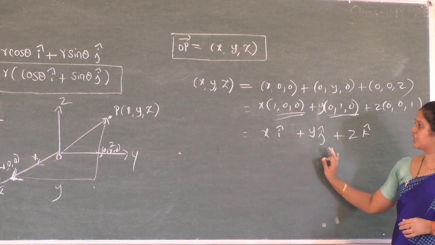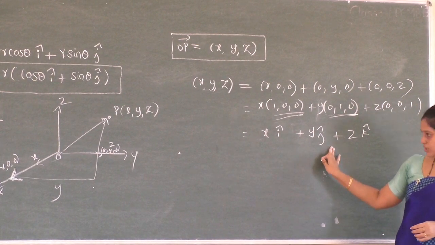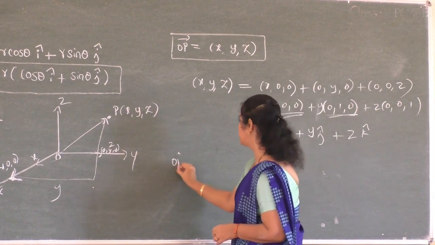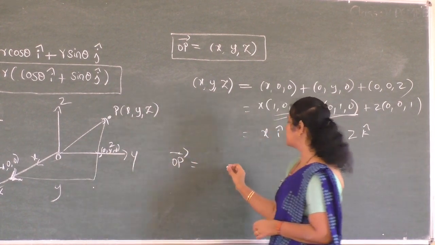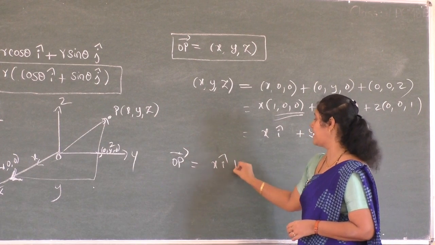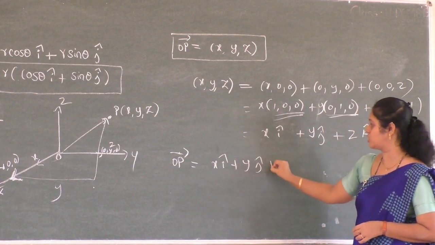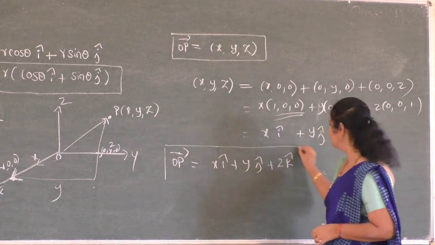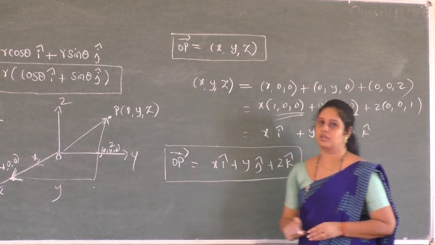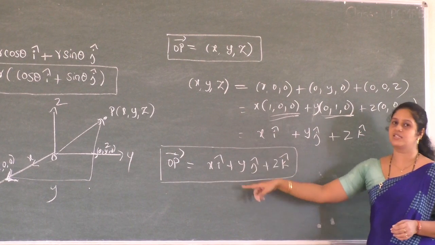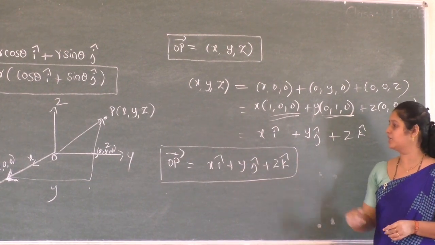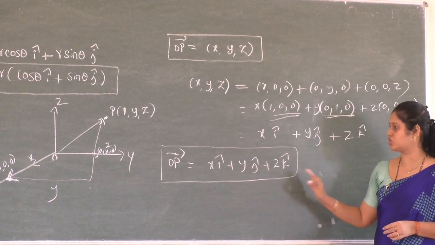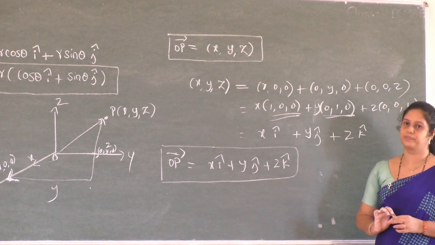Okay, thus we can represent any three-dimensional vector OP as x into i cap plus y into j cap plus z into k cap. Most of the time we will use this representation only, x i cap plus y j cap plus z k cap. That is another representation of a vector.